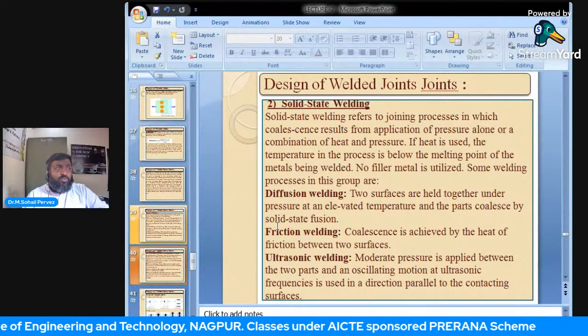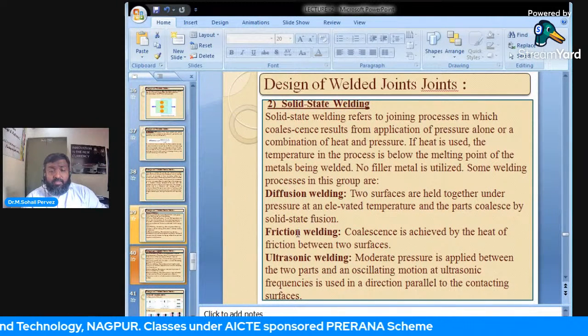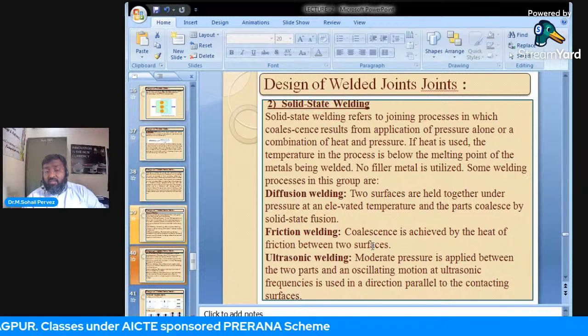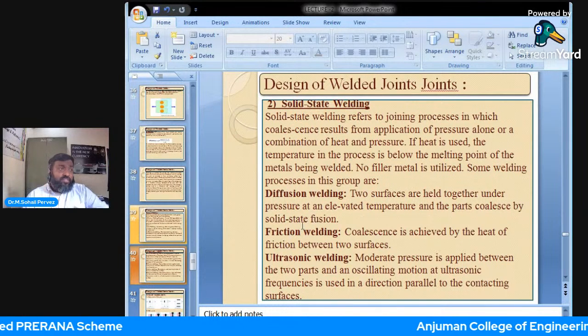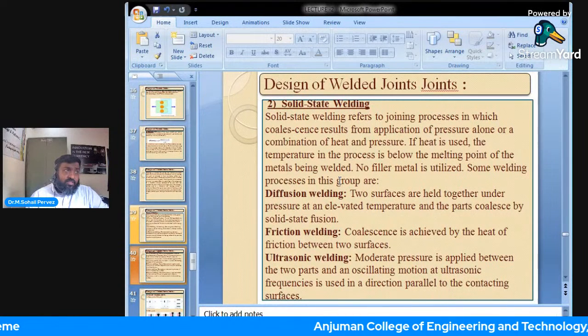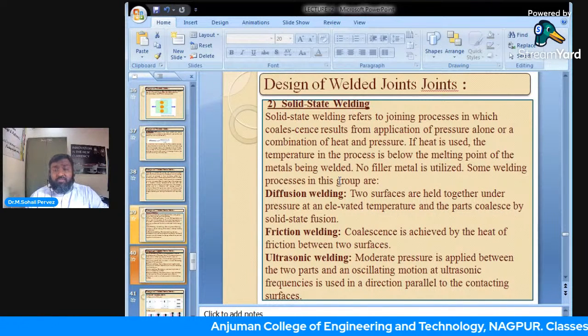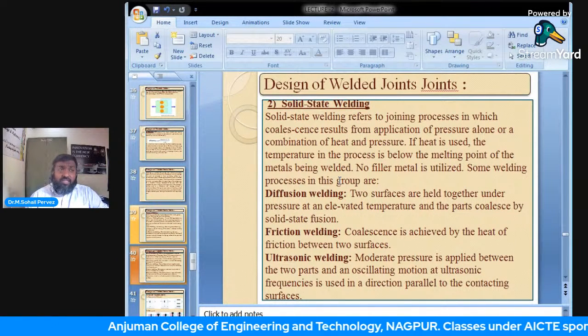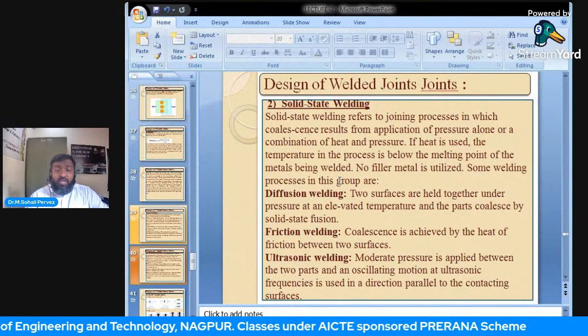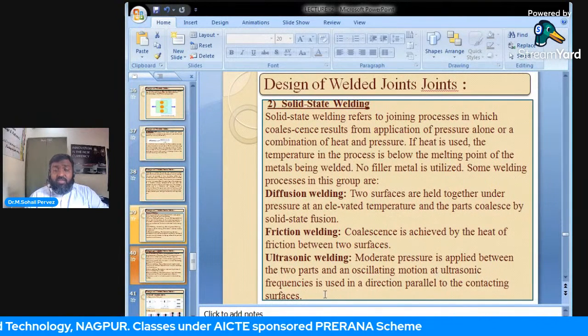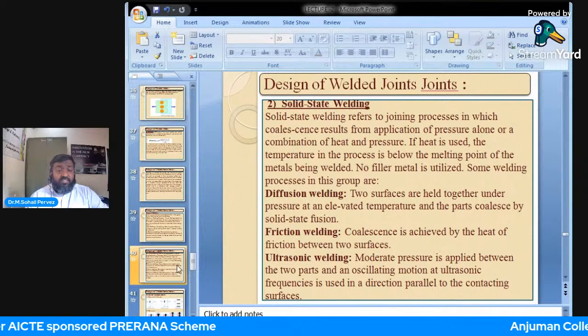Same is the case with friction and ultrasonic welding, where it is achieved by the heat of friction between the two surfaces. Metal to metal friction would be very high, and the welding is done in solid state. In ultrasonic welding, moderate pressure is applied between two parts, and an oscillating motion at ultrasonic frequencies is used in a direction parallel to the contacting surfaces.